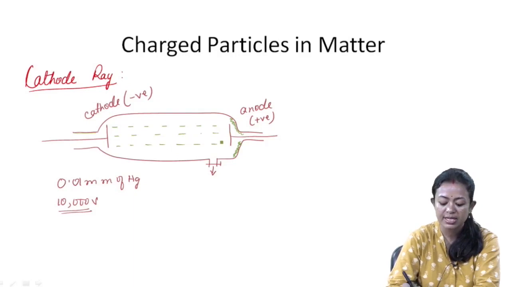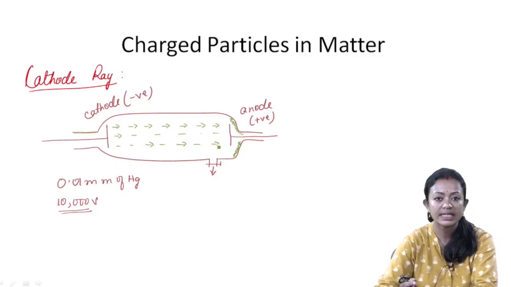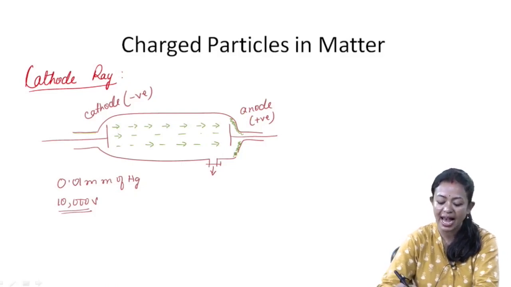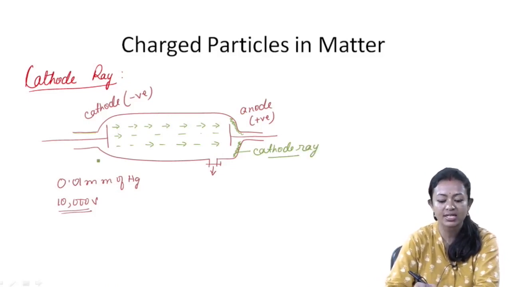So these particles started moving from the negative end, the cathode, and moved towards the positive anode. And when they struck the glass walls of the discharge tube, that portion started glowing with a green glow. And thus he termed it a cathode ray. And why did he term it a cathode ray? Because it originated from the cathode and started moving towards the anode. That is, it originated from the negative end and moved towards the positive end.